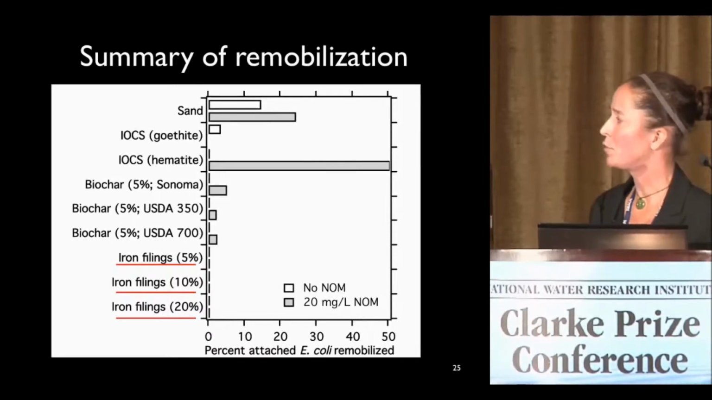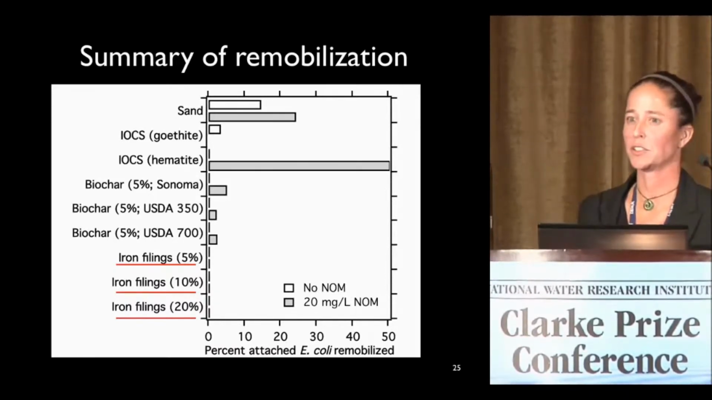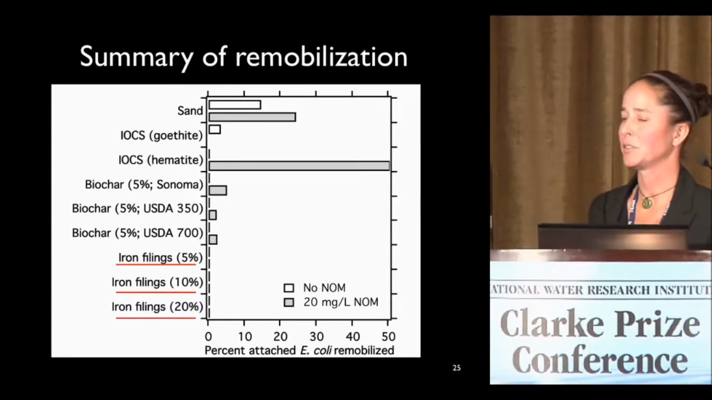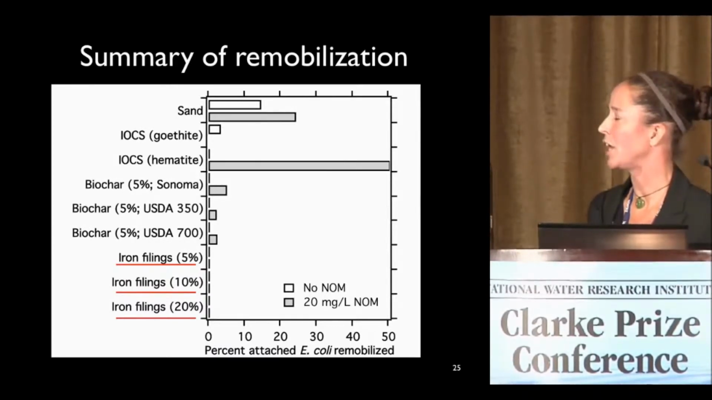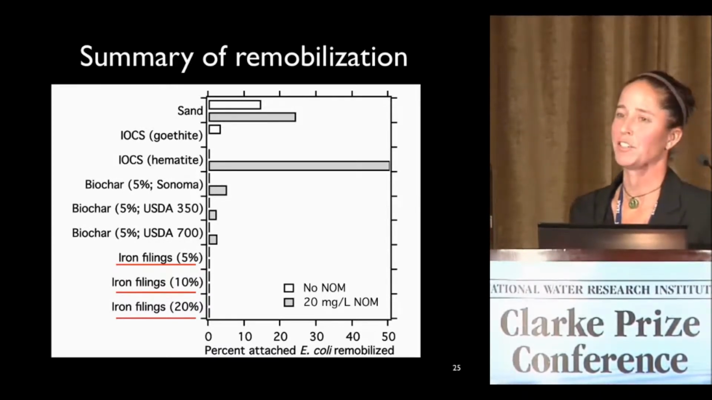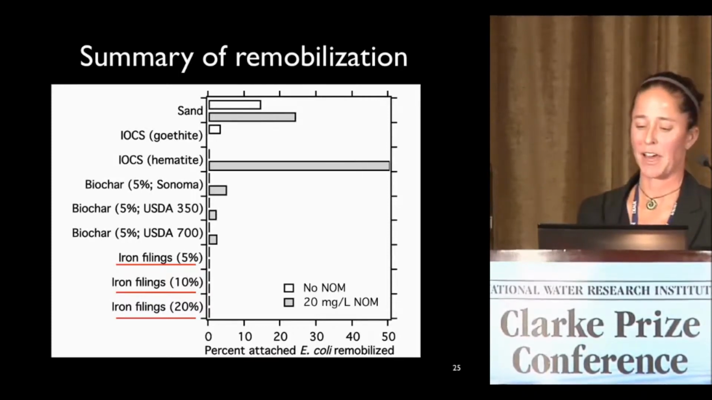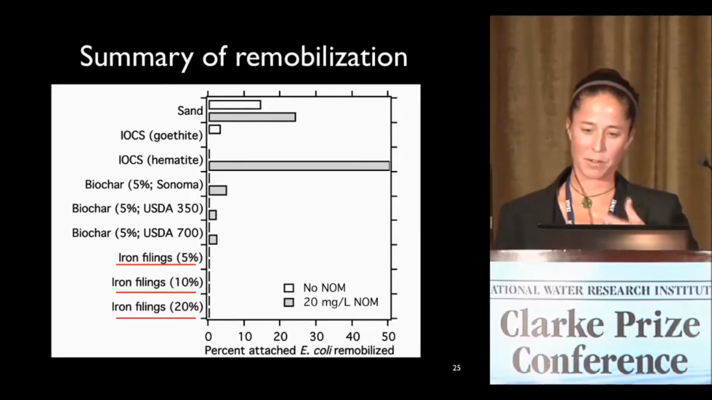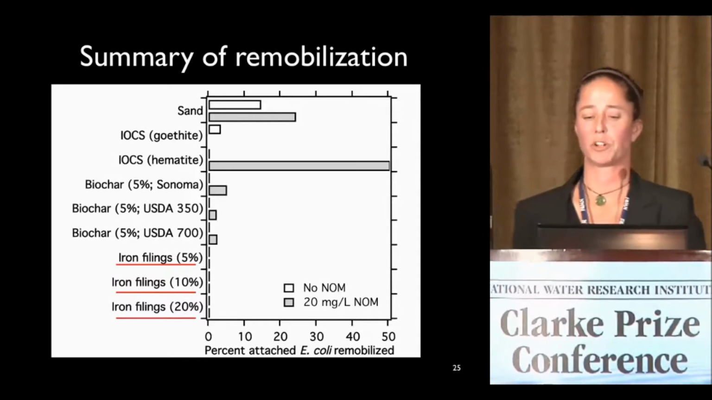And the biochar performs very well with no NOM, but when NOM is present at that high concentration, we do see that there's some scouring of the bacteria. And of course, sand is not very efficient at all at retaining anything that it sequestered from the stormwater initially.